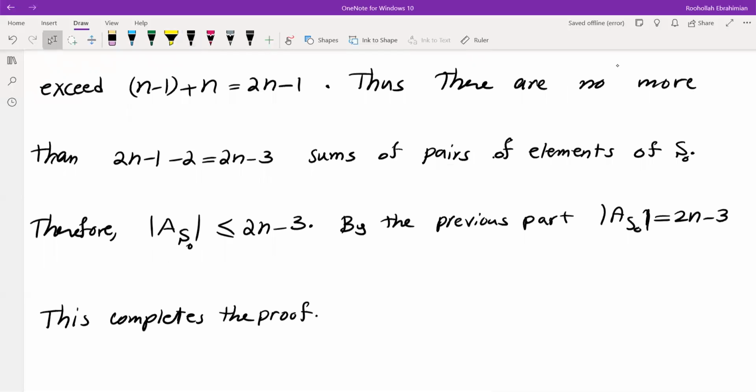So just be careful that whenever you're proving things like this, maximum, minimum, you have to do two things. You have to show everything is greater than or equal to the number that you're claiming, and that number can be obtained.